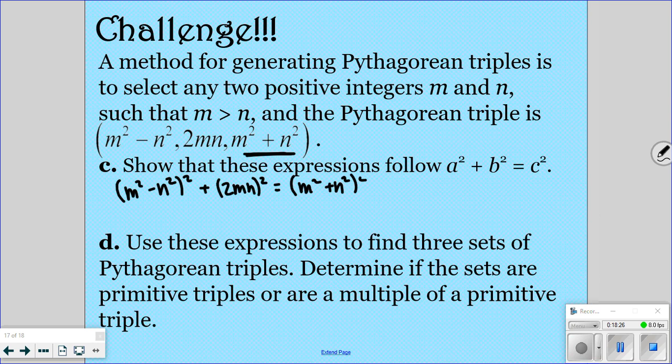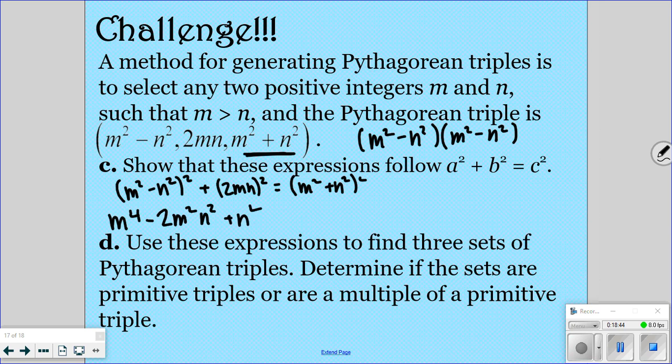So you're going to plug that in, and we're going to distribute over here. So m squared minus n squared times m squared minus n squared would give you m to the 4th minus 2m squared n squared plus n to the 4th, and then plus 4m squared n squared. And on the right side, if we change this to a plus sign, we can just use it for the right side. M squared plus 2m squared n squared plus n to the 4th. Whoops, this should be m to the 4th.